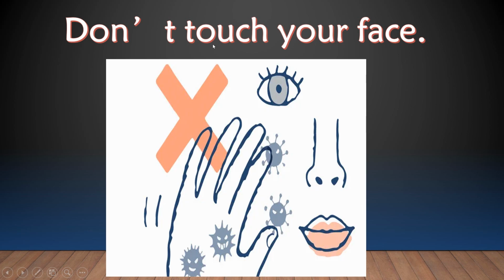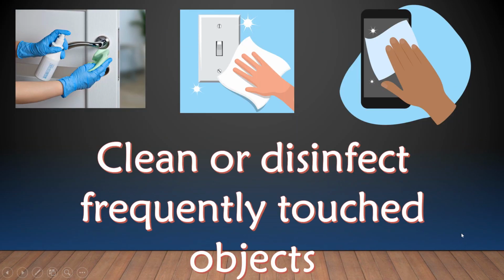Everybody read, don't touch your face. Let's spell the word don't, D-O-N apostrophe T. Don't touch, T-O-U-C-H. Touch your, Y-O-U-R. Your face, F-A-C-E. Face. Don't touch your face. Next, let's have clean or disinfect frequently touched objects.